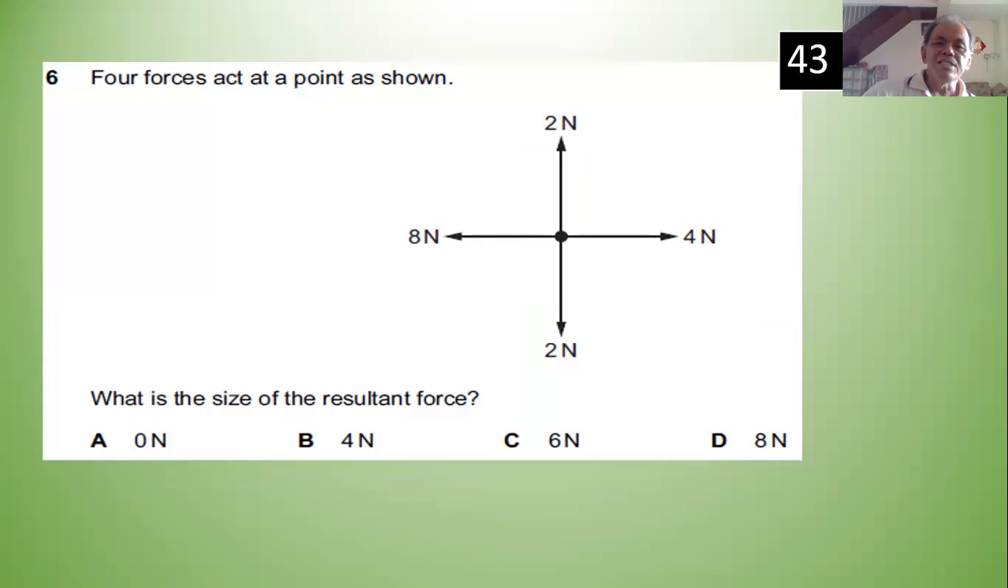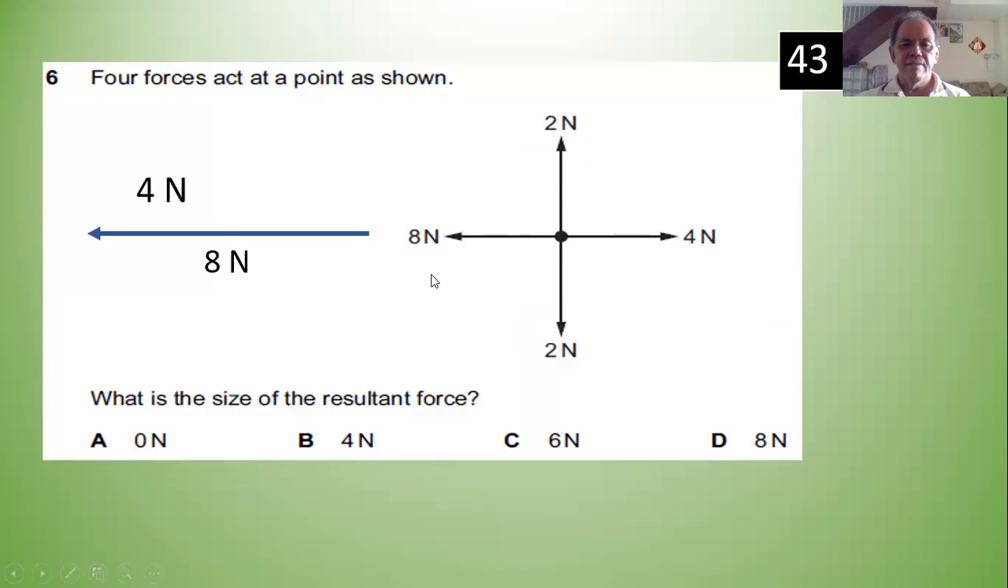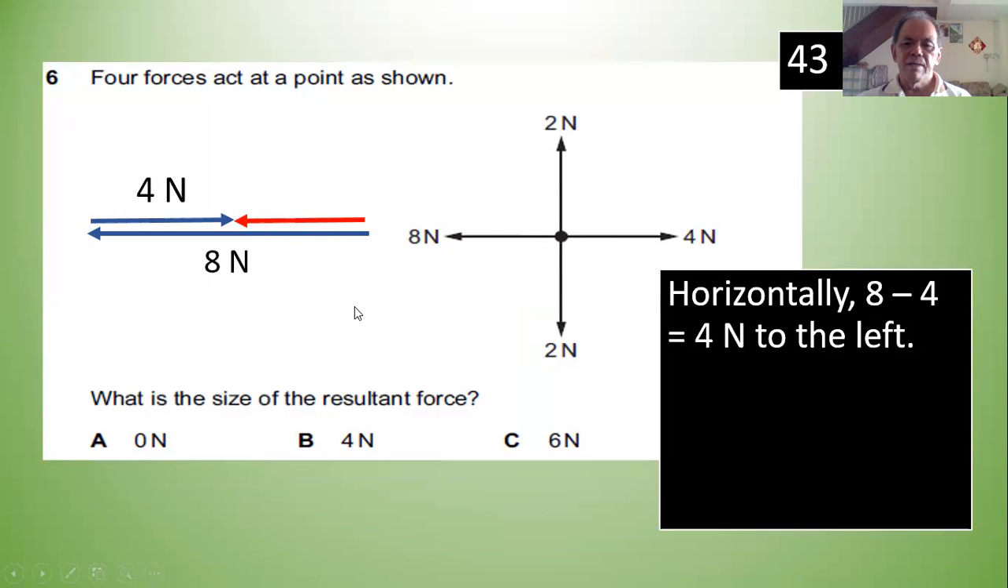Sometimes it can be just as simple. Two forces at a point as shown. This is O level. What is the size of the resultant? Find the component in the x and y direction, or vertical and horizontal direction. So 8 minus 4 is 4 to the left. That's all. Vertically, 2 minus 2 is 0. That's all. The answer is B.